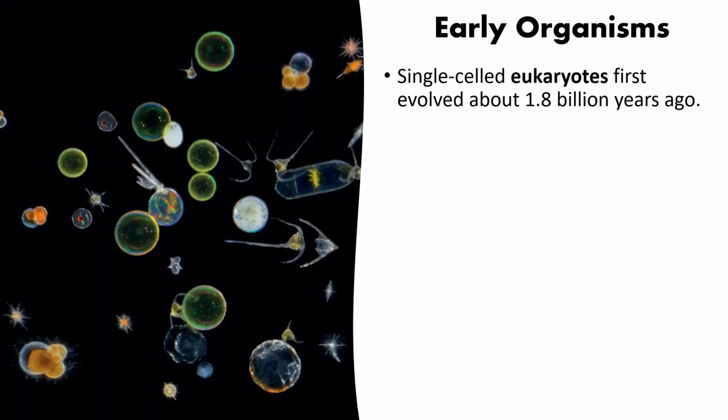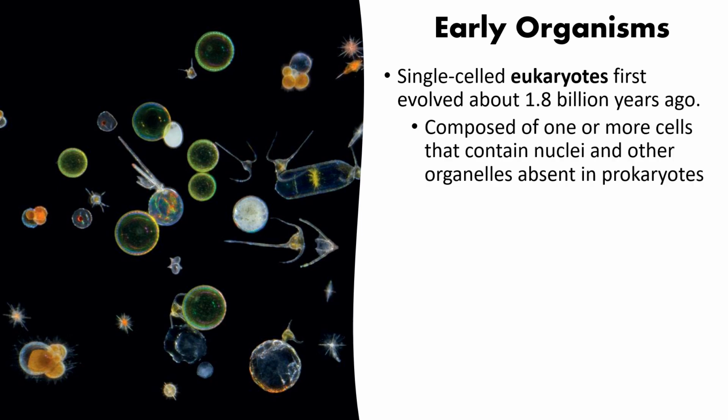Now, the first eukaryotes are going to evolve after the prokaryotes because prokaryotes are going to be the earliest form. Eukaryotes are then going to evolve from prokaryotes. The earliest we can tell that you had eukaryotes on the planet was about 1.8 billion years ago. And these organisms are going to be composed of one or more cells, and they have to have a nucleus. So that's going to be one of the defining characteristics of a eukaryote. That's what the name eukaryote actually means. And so we're going to start having nuclei and organelles present in these eukaryotes.